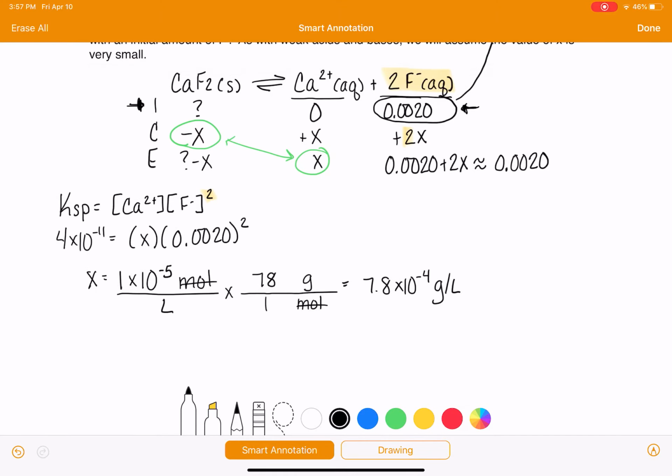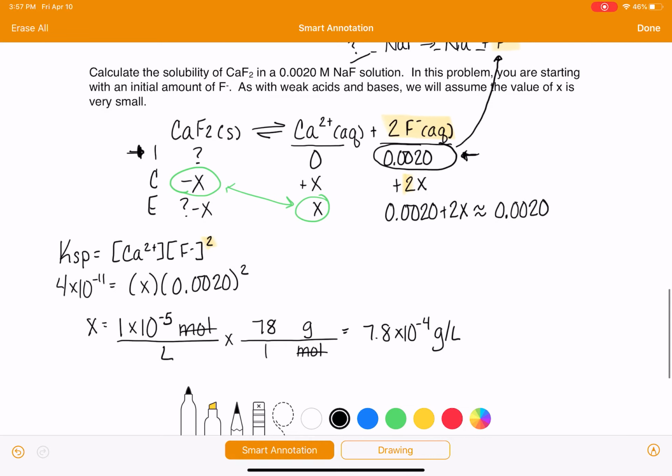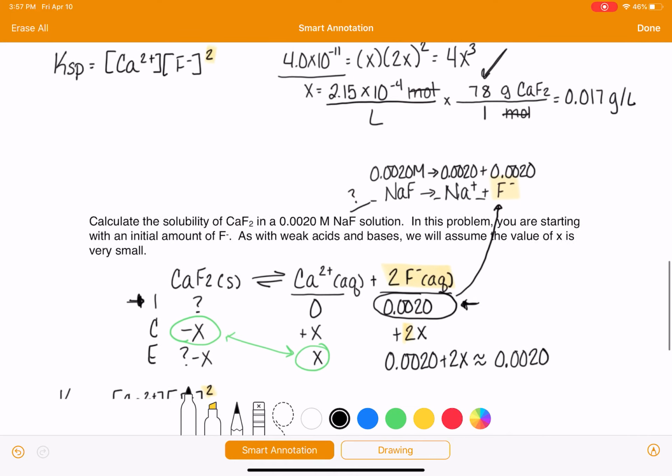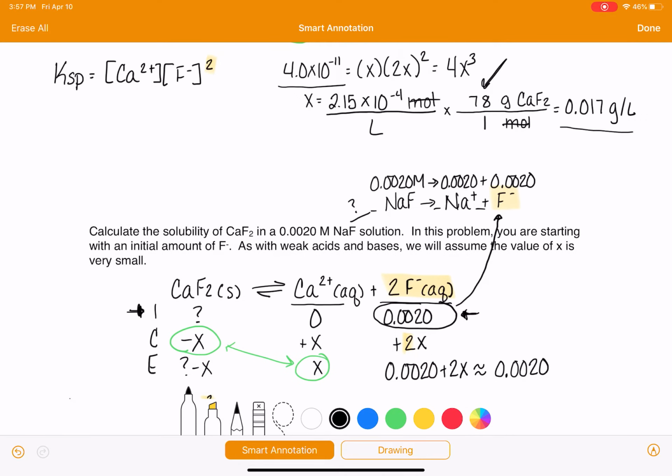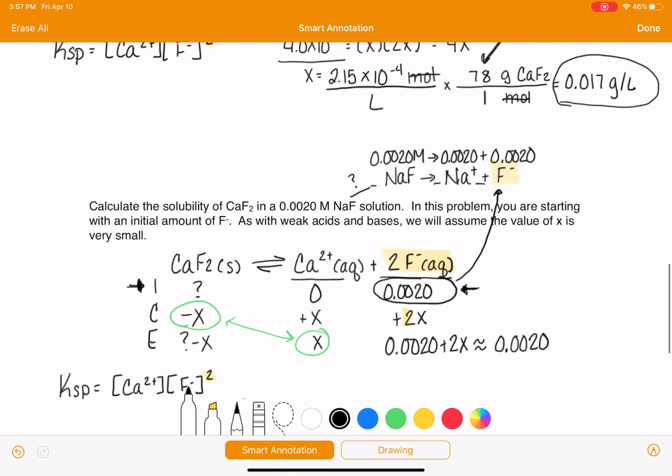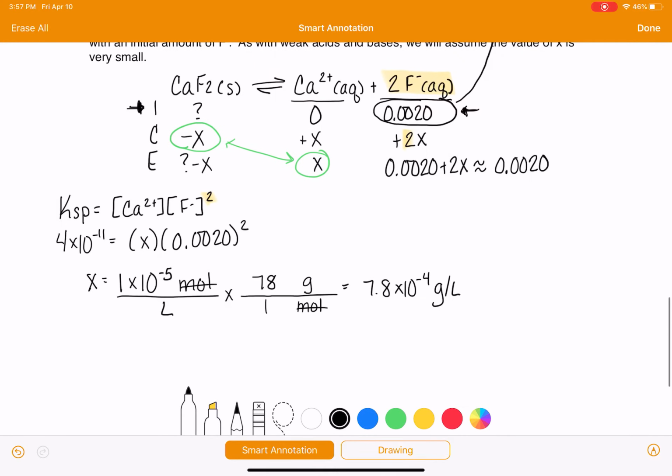The mole units cancel. Did our solubility go down? Well, we started with a solubility of 0.017, and then when we had a common ion present, our solubility dropped a lot. So that answer makes sense with what we were just talking about conceptually in the last video.